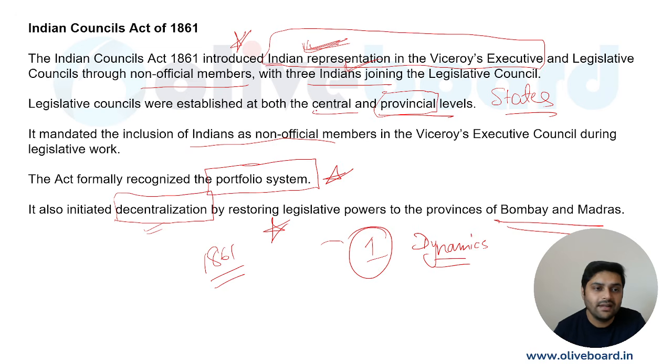Executive and Legislative Council. Then it mandated inclusion of Indians. The portfolio system came from 1861. What is a portfolio? Portfolio means like railway minister, finance minister, defense minister. This is a portfolio. It also initiated decentralization. Now they saw the revolt and now they are decentralizing the powers to Bombay and Madras.